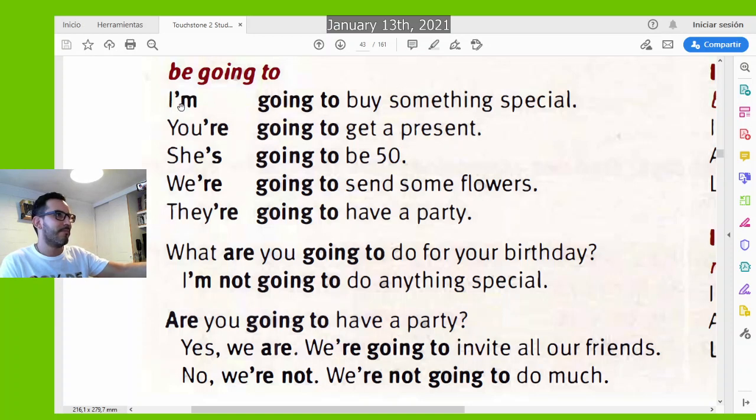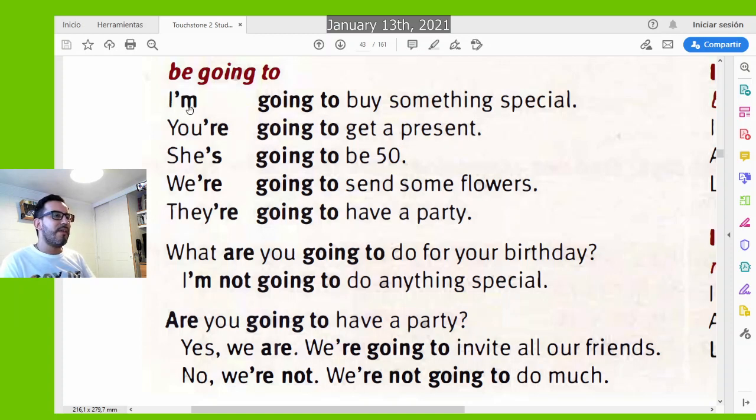Starting with that. I'm going to buy something special. Next. You are going to get a present. Very good. She is going to be 50. Okay. We are going to send some flowers. Very good. And then? They are going to have a party. Very good. They are going to have a party.